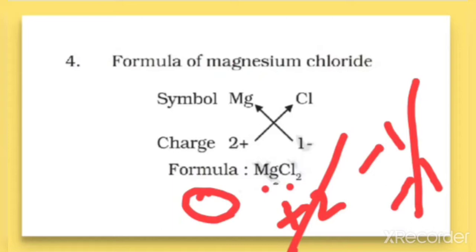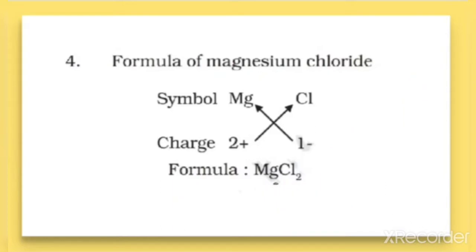So in the chemical formula, the charges or the valency should be balanced. Only when it is balanced does the overall charge of the molecule become 0. We can say the net charge becomes 0. Let us take the next example.